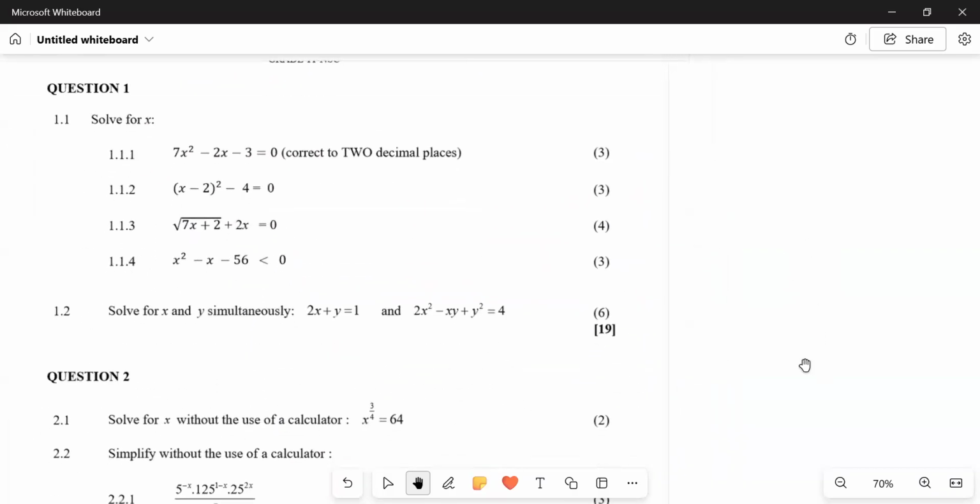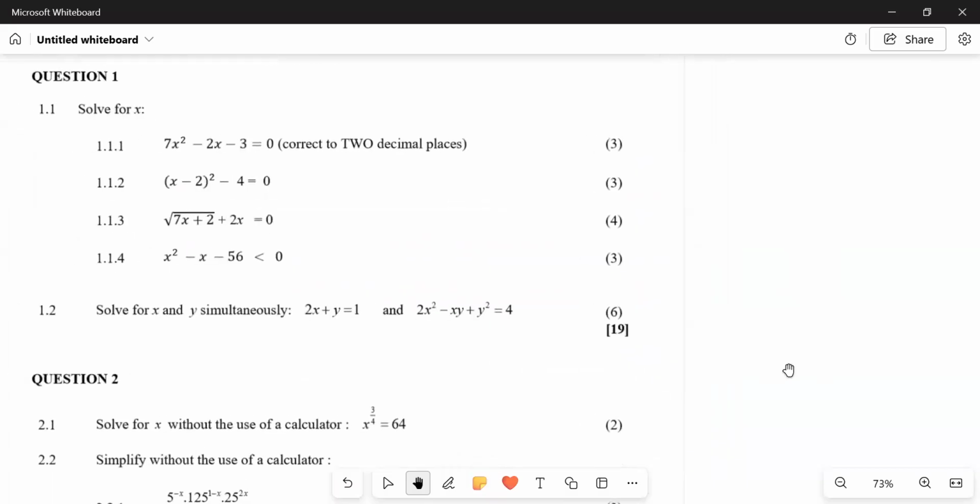For question one, we are given solve for x, but there are keywords there. They're saying correct to two decimal places. As soon as you have those keywords, it means you use your quadratic formula, ne? You jump to the quadratic formula. So let's use our quadratic formula.